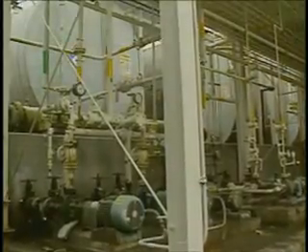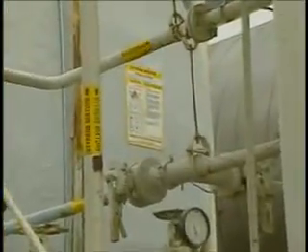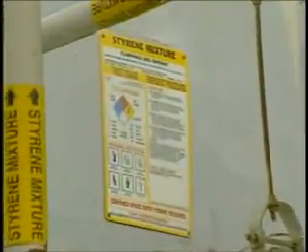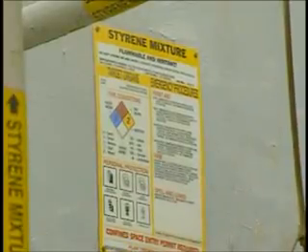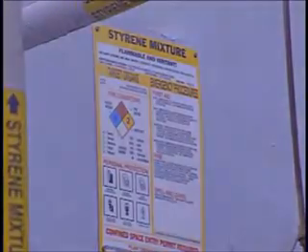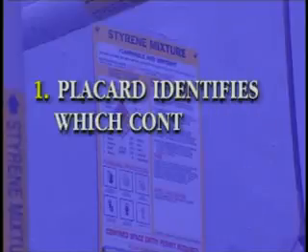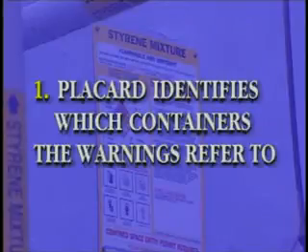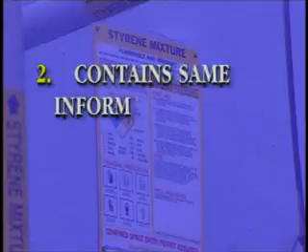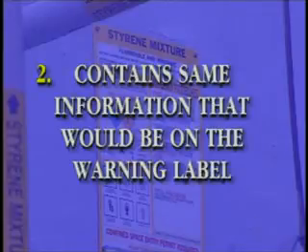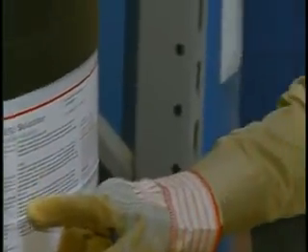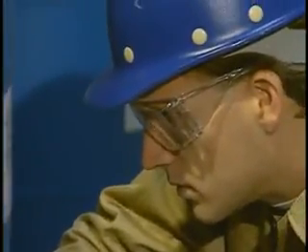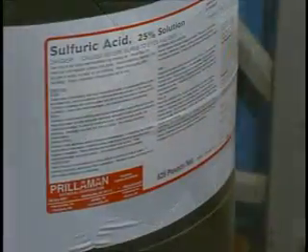Also, for individual stationary process containers, other signs, placards, process sheets, batch tickets, operating procedures, or other written forms may be attached instead of warning labels, but only under two conditions. One, that the placard or other written method used identifies which containers the warnings refer to, and two, that the written method used contains the same information that would be on a warning label, such as the physical and health hazards. Lastly, warning labels won't do their job unless you do yours. Pay attention to them. Just as you wouldn't ignore a stop sign, don't ignore warning labels.